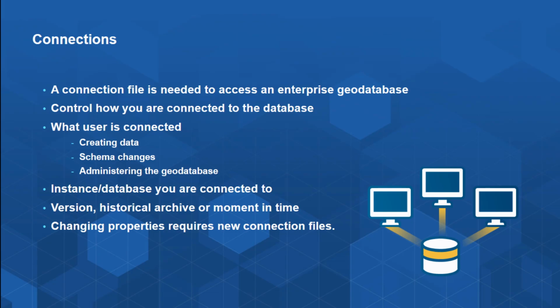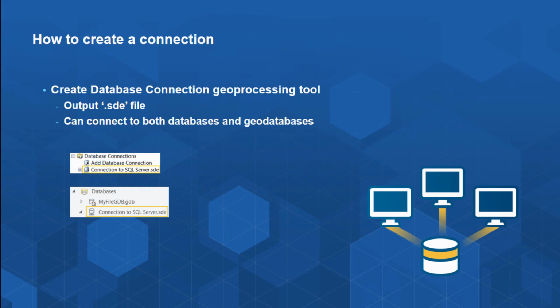Working with Python, you're always going to use a database connection file to connect to your geodatabase. That's a little bit different than some of the other ArcGIS APIs. So how do we create a connection? We do that using the Create Database Connection geoprocessing tool. This creates an output SDE file. You're probably familiar with these SDE connection files. They're the same thing that you would create by going into your add database connection in ArcCatalog, or via your project pane in Pro.